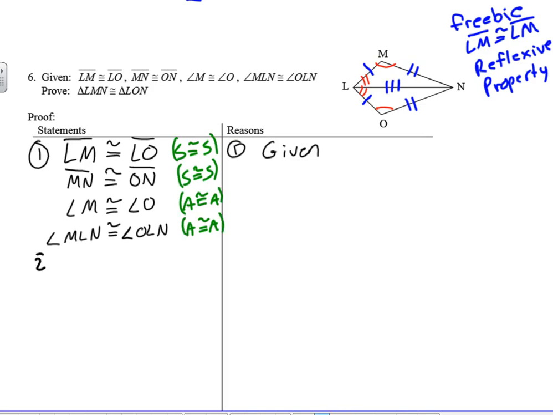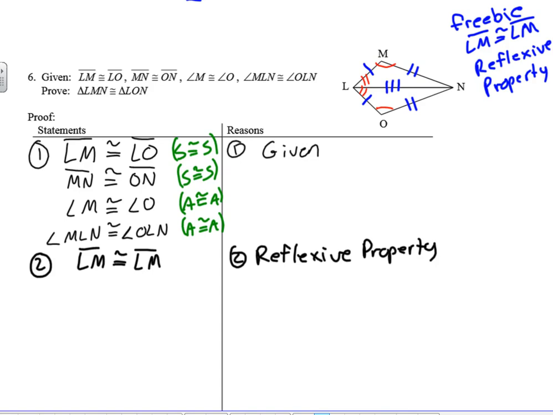And here's how we do it. The side is our reflexive property. So LM is congruent to LM, and that is the reflexive property. That's a freebie. Okay, what did we just accomplish with that? Well, we got another side congruent to a side. And then we need to get that last angle. So the last angle pair would be angle MNL congruent to angle ONL. Why are those congruent?